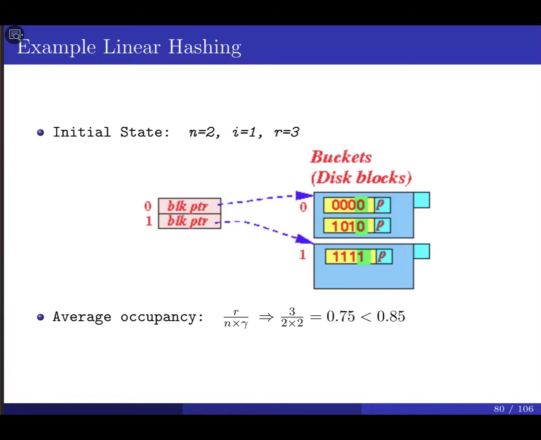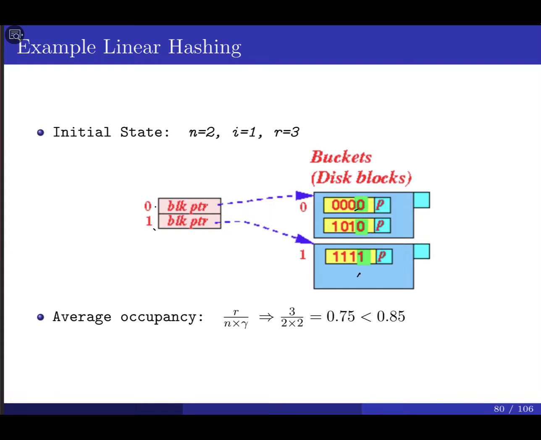The initial value. Okay? So here in this case, the given state, what is the value of n? It is 2. How can you tell? We have buckets 0 and 1, so 2 buckets here. Good. What's the value of i? How many bits can you use? Equal to 1.